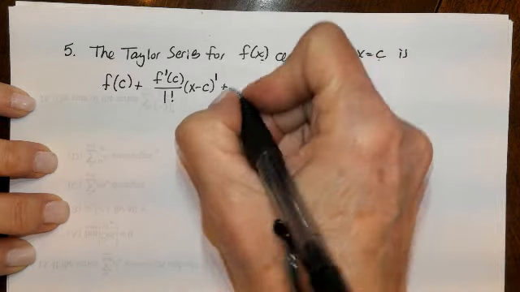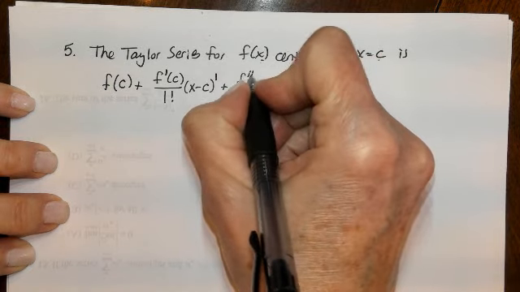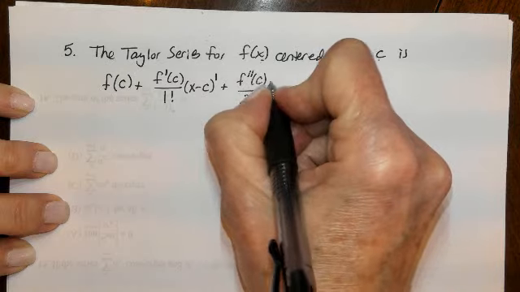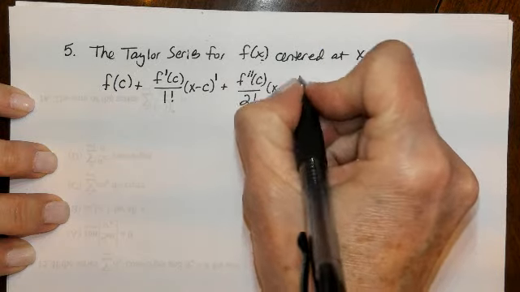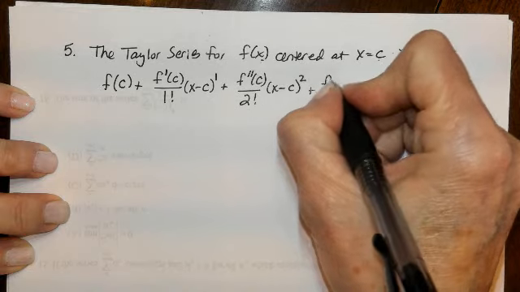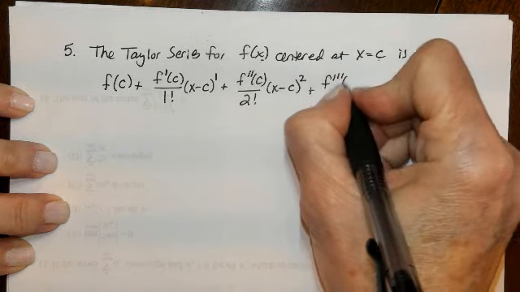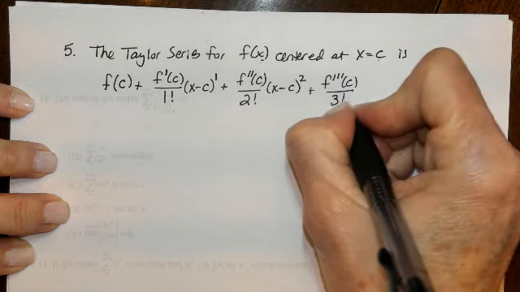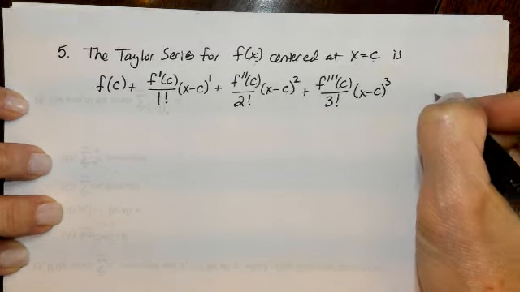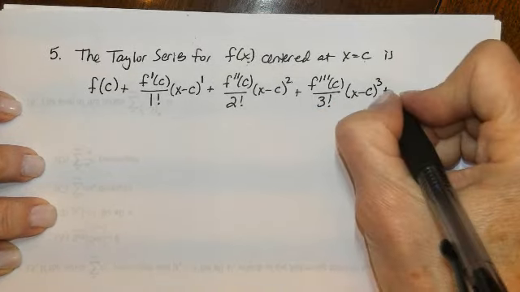And then we go to the next term. The second derivative divided by 2 factorial times (x minus c) squared. Next term, the third derivative over 3 factorial times (x minus c) cubed, and so on and so forth.